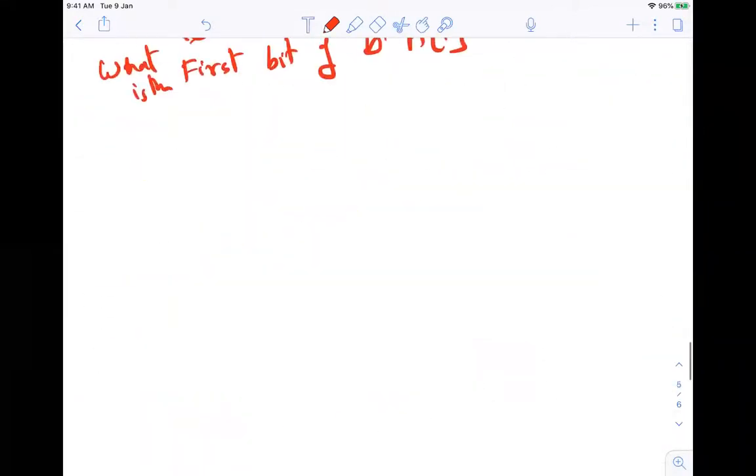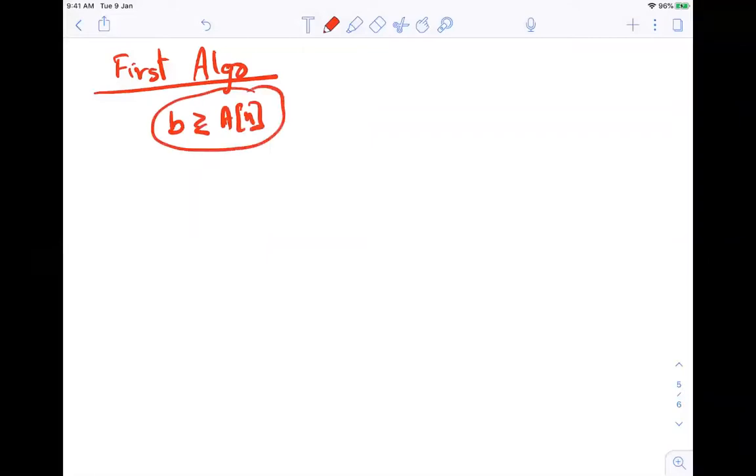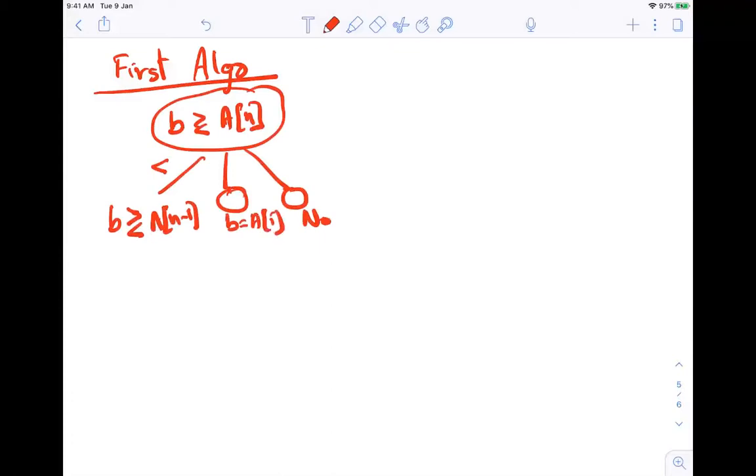Okay, let's do the following. Here is the first algorithm for binary search. It first compares B with the last element. If it is less than, then it compares B with the last minus one element. If it is equal, it stops. If it is more than, it also stops. This is not possible, and this is B equals A i. Then I have the next one. If it is less than, again it compares B is less than or equal to A.